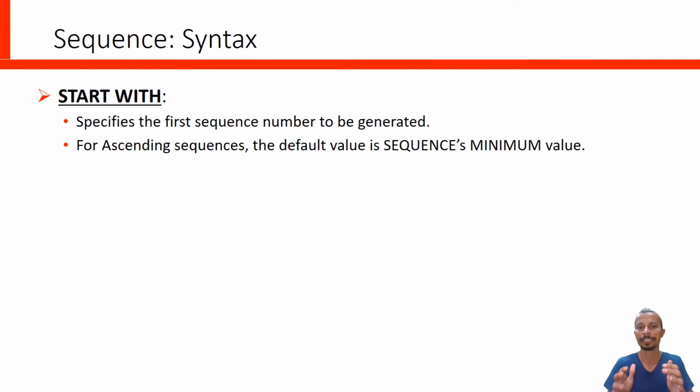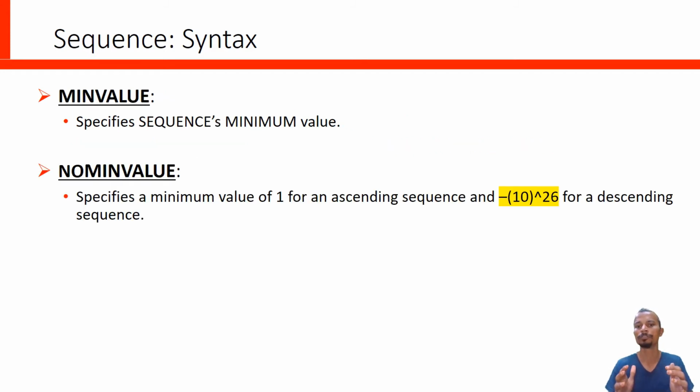Start with specifies the first sequence number to be generated. For ascending sequences, the default value is the sequence's minimum value. Min value specifies the sequence's minimum value. No min value specifies a minimum value of 1 for an ascending sequence and minus 10 to the power 26 for a descending sequence.